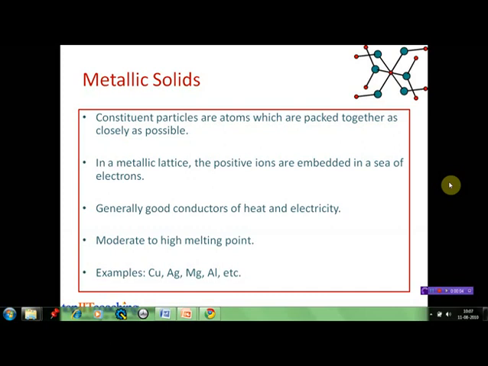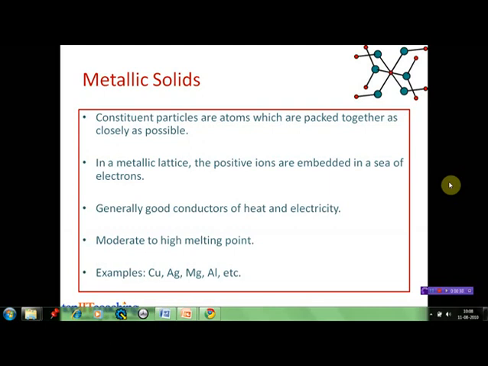The first type that we are going to discuss is the metallic solids. In metallic solids, the constituent particles are atoms which are packed together as closely as possible. It is considered that the solids have a lattice of their constituent particles in which the positive ions are embedded in a sea of electrons. According to one of the models which explains the metallic lattice, the electrons of the metal atoms are free to move throughout the lattice. Therefore, it is considered that the positive ions are embedded in a sea of electrons.